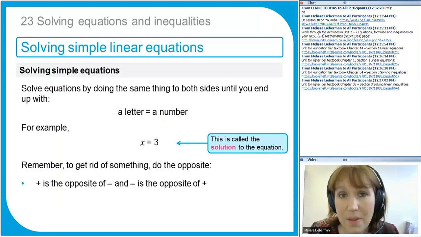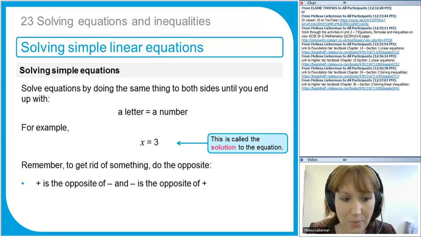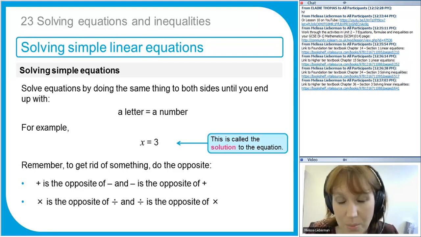Now remember that to get rid of something, so if you've got a minus 5 and you want to get rid of it, you just add 5. If you've got multiplied by 3 and you want to get rid of it, you divide by 3, and so on. So remember that plus is the opposite of minus and that minus is the opposite of plus. So we're undoing what's been done to get the letter on its own. Also, multiplication is the opposite of division, and division is the opposite of multiplication.